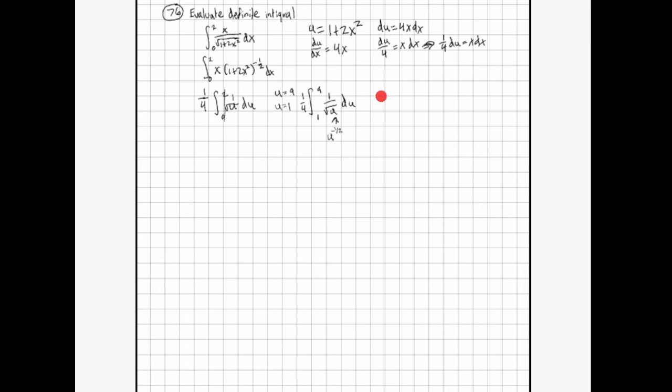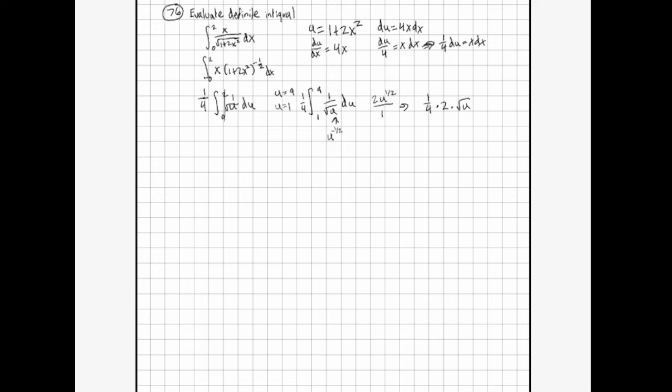So negative 1/2 plus 1 is 1/2. And in the denominator you put 1/2. But because there's 1/2 in the denominator, you can multiply by 2 from the 1/2 and bring it up. So 2 over 1. And then after that, you do 1/4 times 2 times u to the 1/2, which is also known as just the square root of u.